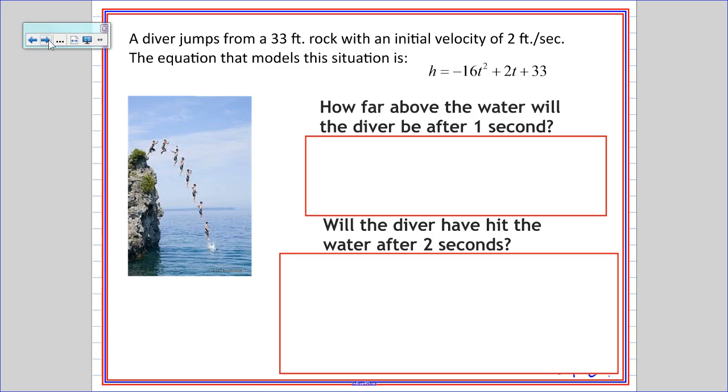Notice that the diver starts and goes up a little bit and then comes downwards. So we want to know how far above the water the diver will be after 1 second. Well, we've been given a time, t equals 1, and we need to find a height. So we're going to plug that into our equation.